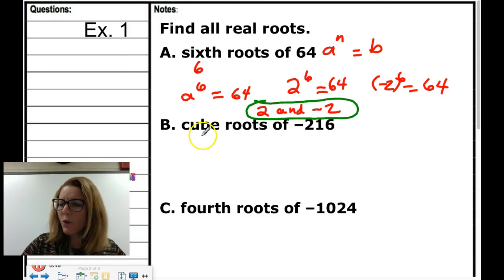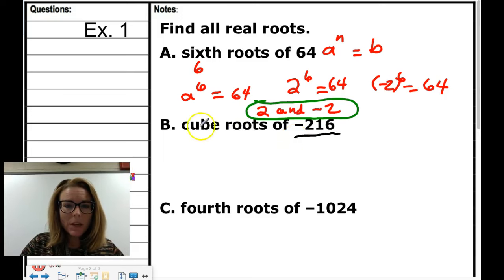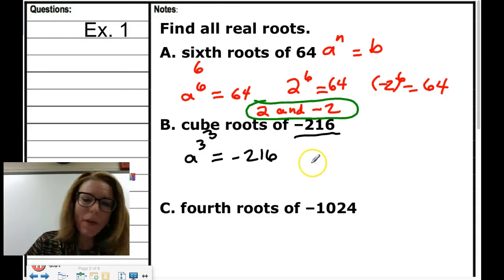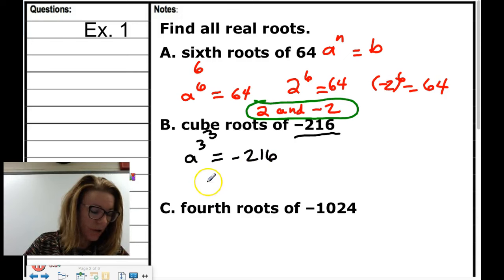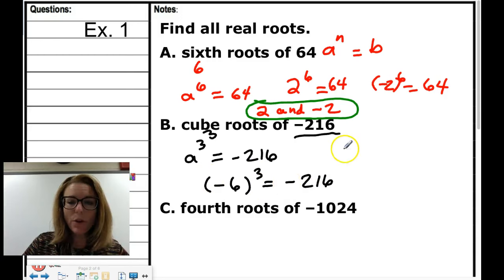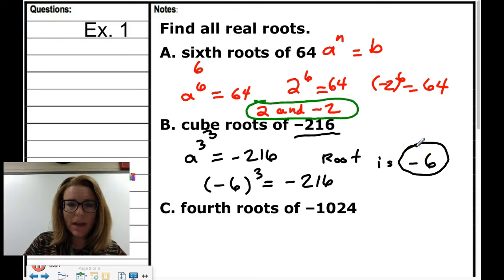B. Now notice we have a negative, and the index is 3. So we have odd with a negative. Remember, that means there's going to be one real root. So what number to the third power gives you negative 216? Again, you're going to use your calculator, and I'll show you in class. Negative 6, if you raise that to the third power, equals negative 216. So the root is negative 6. Only one on that one.